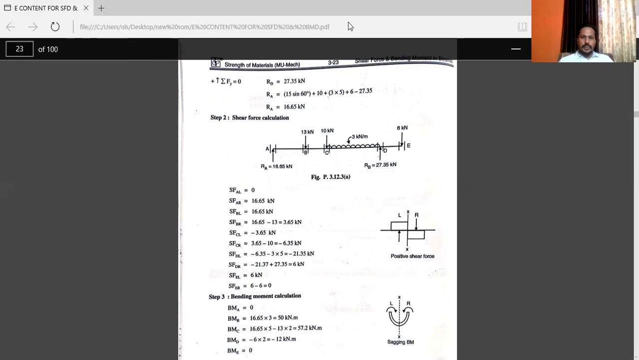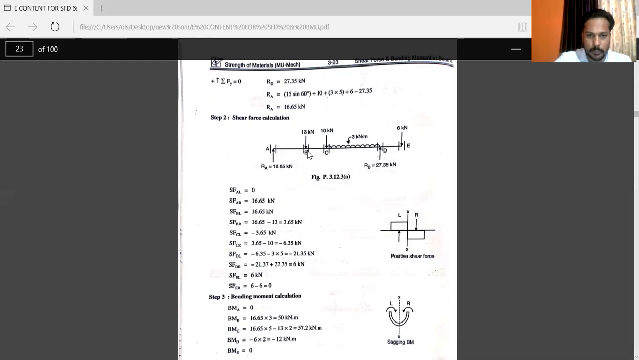Now the third step, bending moment calculation. As we know that at an end point, bending moment at point A is equal to 0, bending moment at point E is equal to 0. Now you just have to calculate bending moment at point B, bending moment at point C and bending moment at point D. See, while calculating bending moment, the sagging and hogging concept is very important, means positive bending moment and negative bending moment concept is very important.